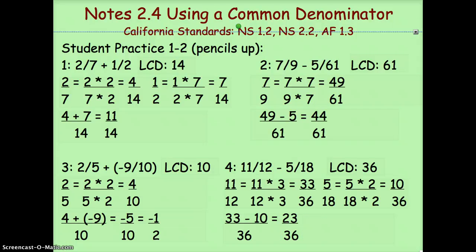Okay, nice work. Hopefully you did all right. Make sure you copy down any mistakes that you made, correct them, and copy down the right answers.